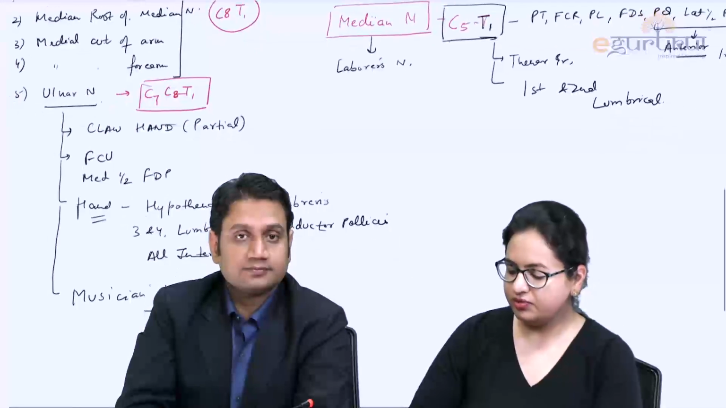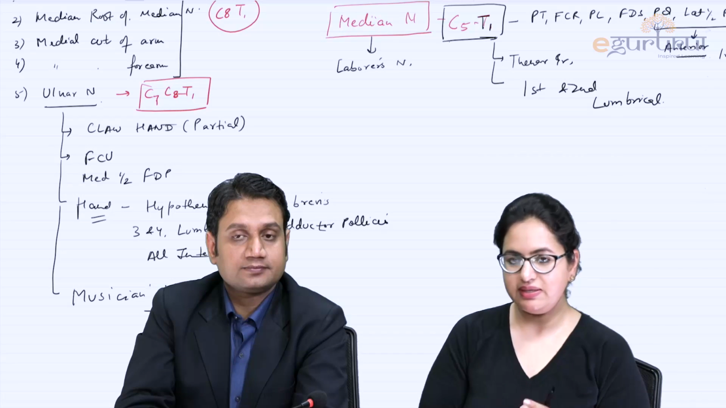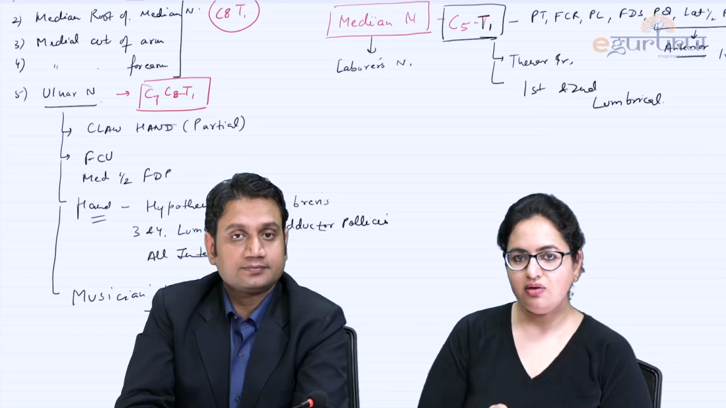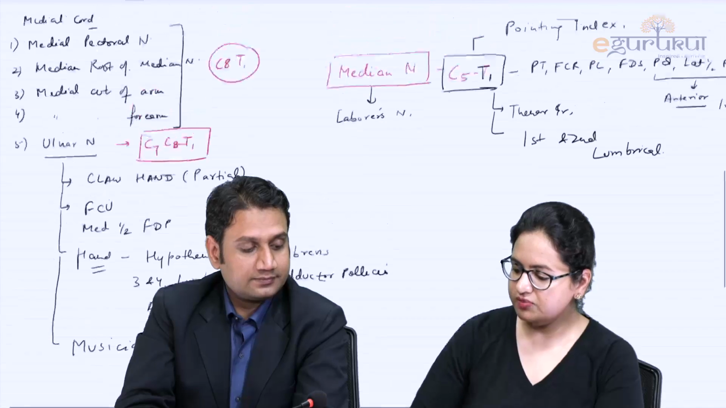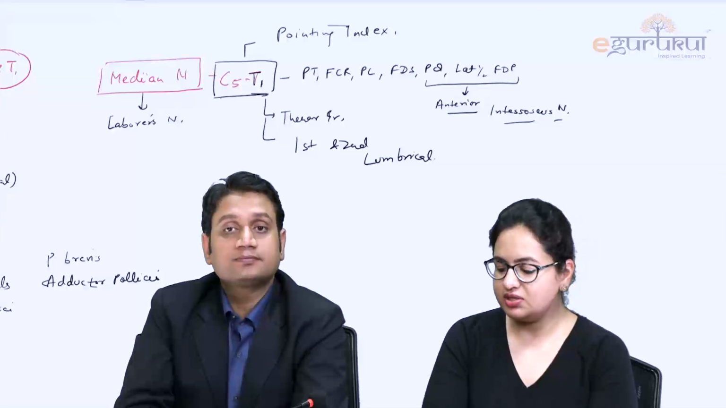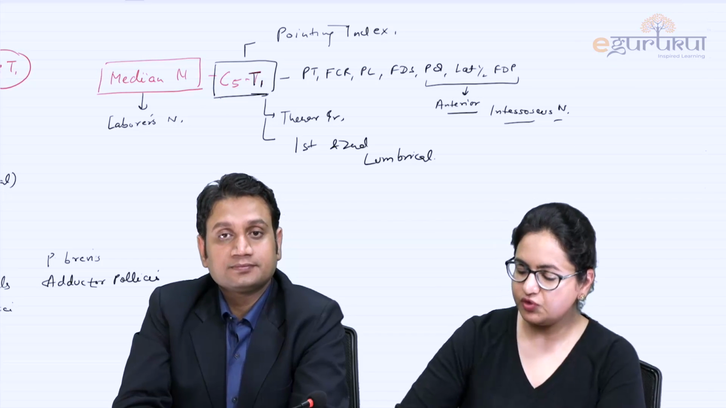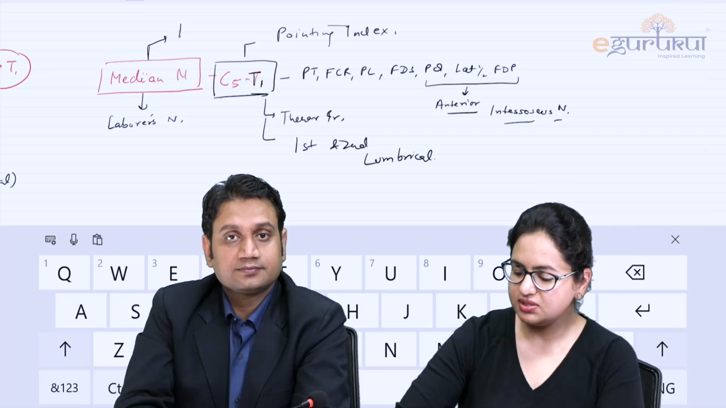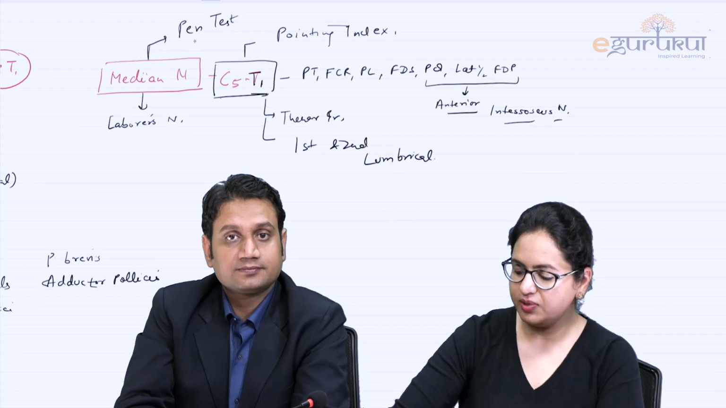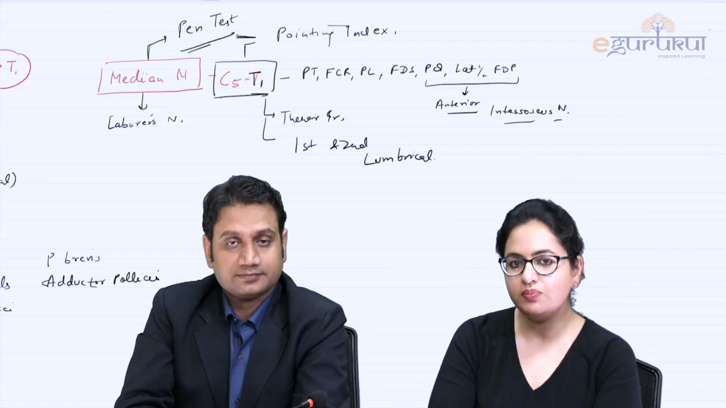Then we have a few tests which are done to test the integrity of these nerves. For the median nerve, we have three tests. One test for the median nerve is the pen test. The pen test is done to check the integrity of the median nerve.